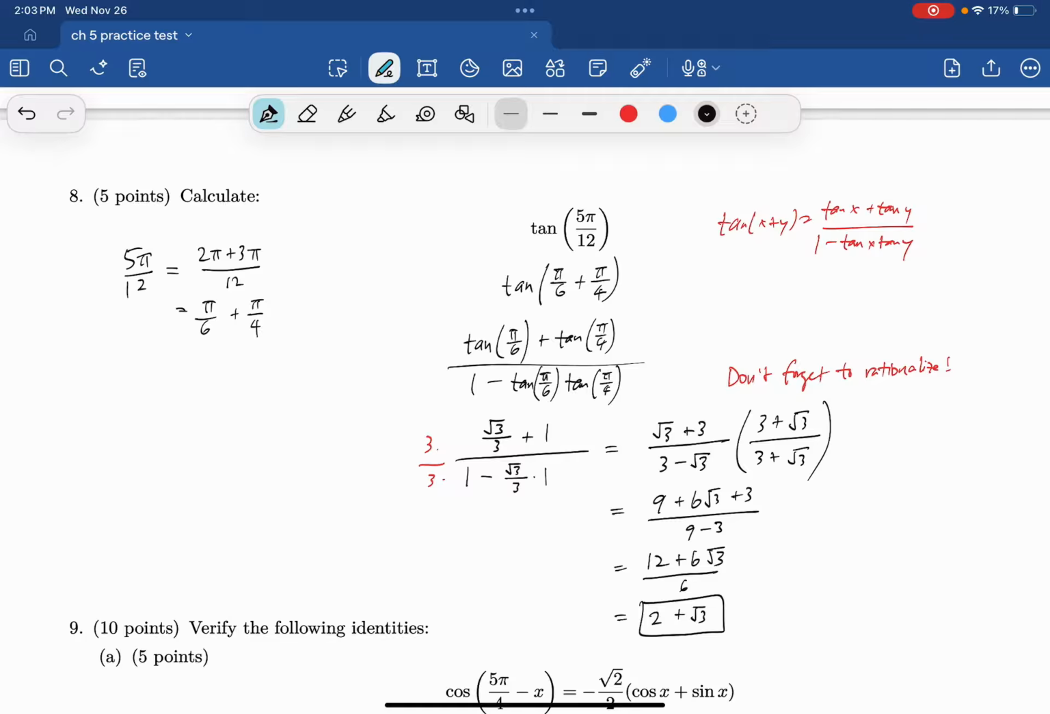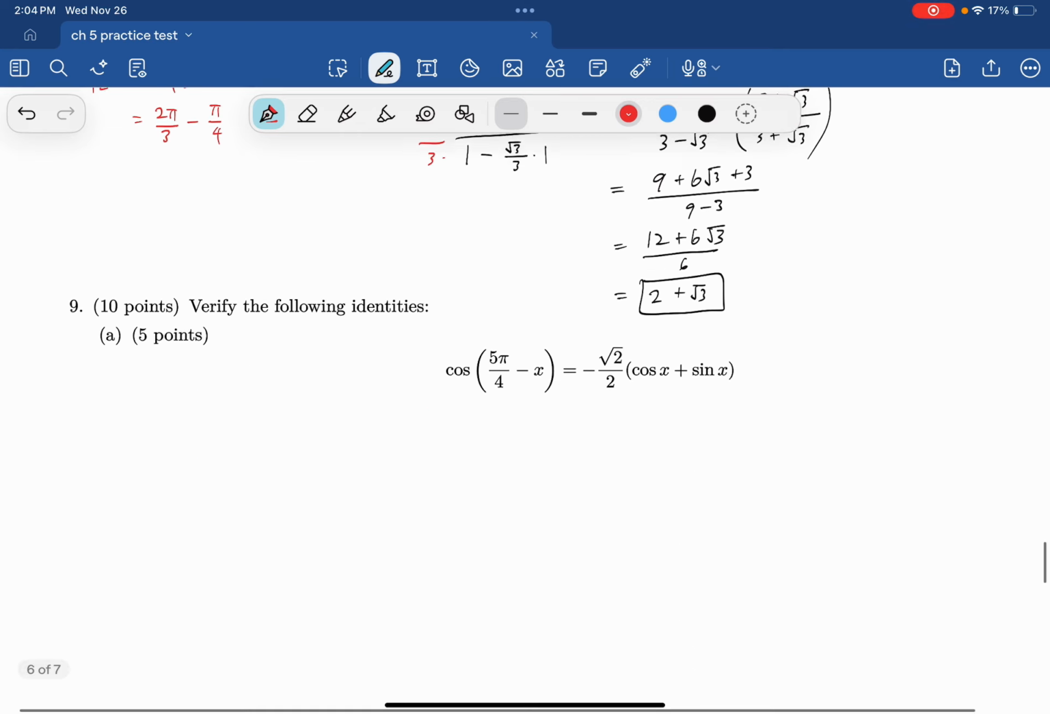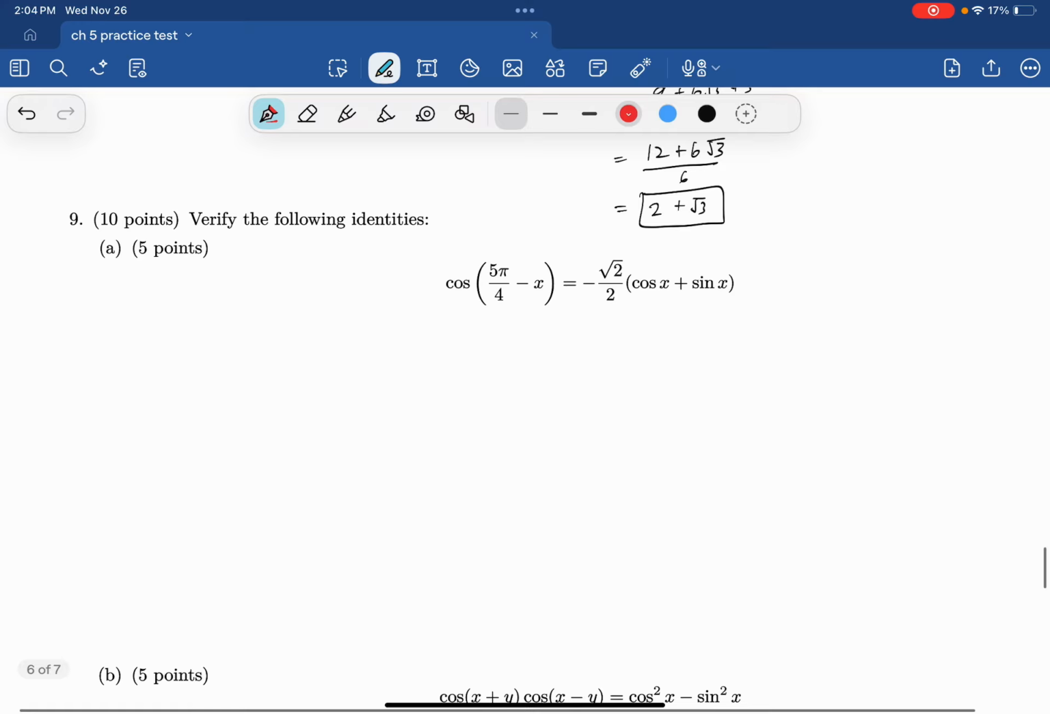Okay. You could have also done 5 pi over 12 equals 8 pi minus 3 pi, which is 2 pi over 3 minus pi over 4. Okay, another way of doing it, equally valid. And then you would have used a tangent subtraction formula instead. Let's do the next one.